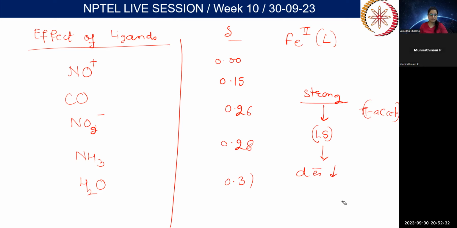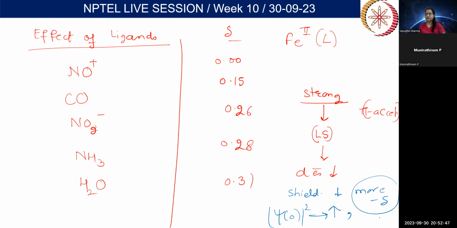When we have d electrons, the effect is less, that means the shielding effect would be less. When the shielding effect is less, the s electron penetration would be more, and therefore it would be more delta negative. So more delta negative means less delta positive.